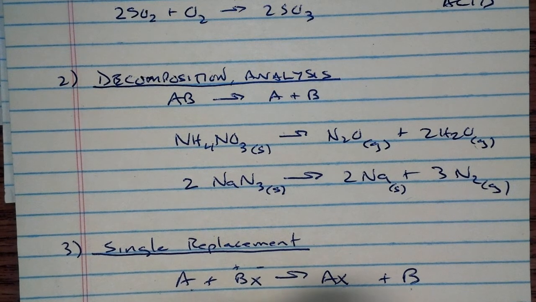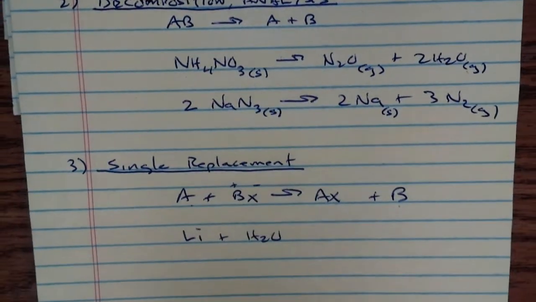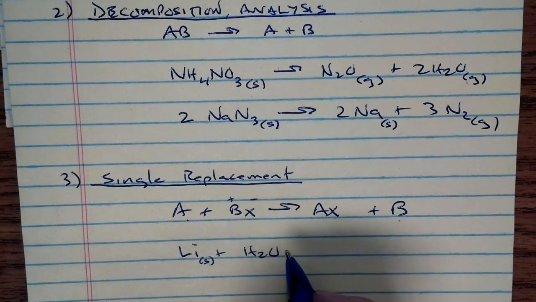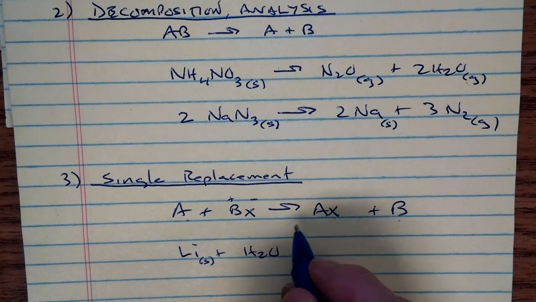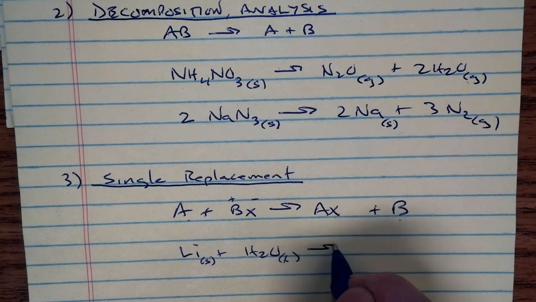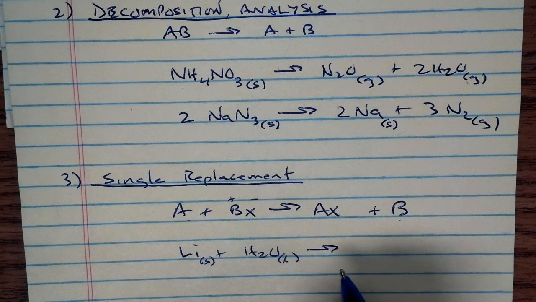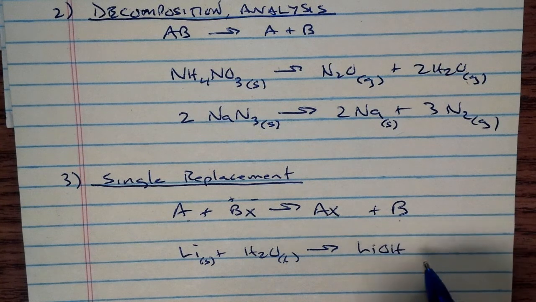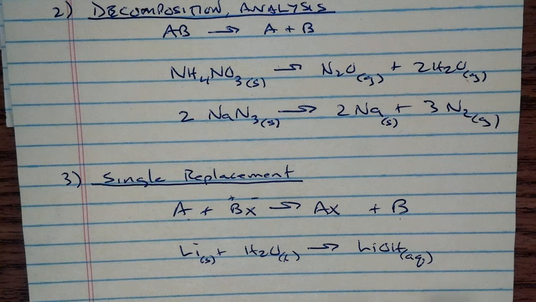Li plus H2O, and lithium is going to be a solid, like sodium was, and we know what water is, a liquid, and that's going to make lithium hydroxide. How would we write that? LiOH. Okay, very good, and that's aqueous. AQ means it's an aqueous solution.